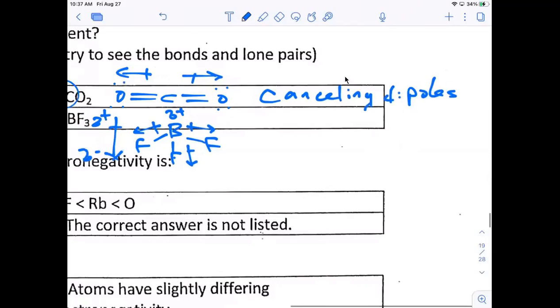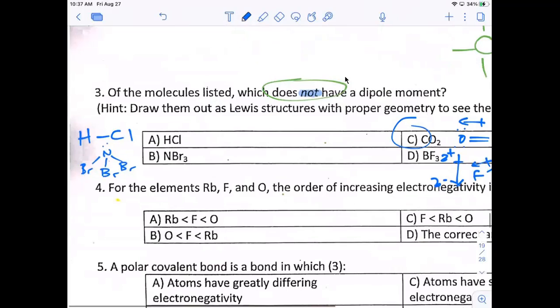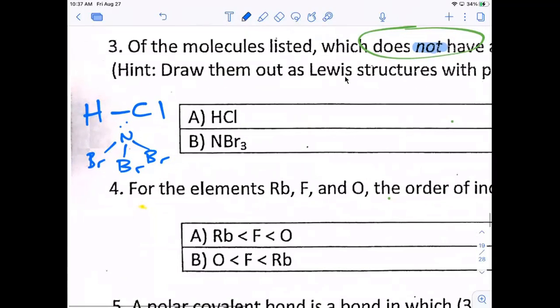All right. Can you see how HCl will have a dipole towards chlorine? Yes. What about the NBr3? Let's talk about that for 1 second. Which of the 2 atoms is more electronegative? Look at the periodic table. Which one is furthest to the left? Nitrogen. Look it up.